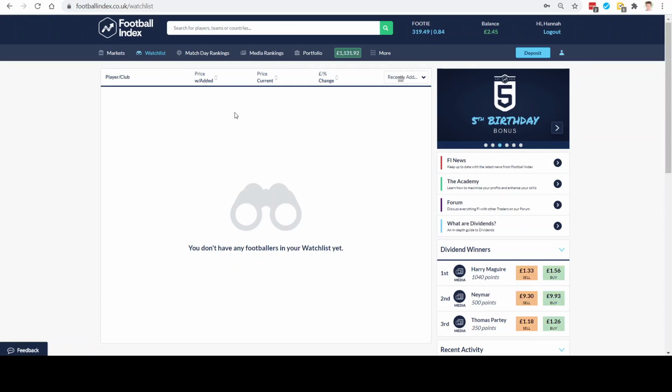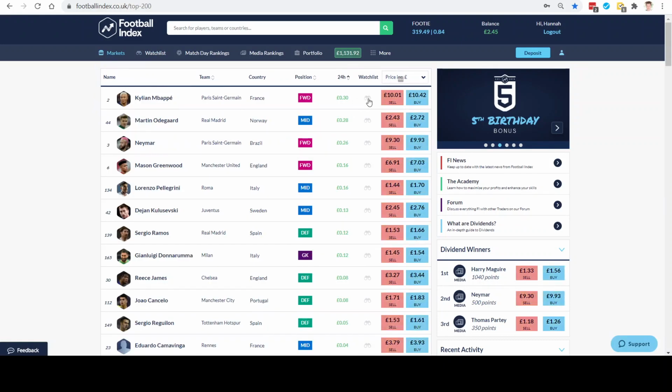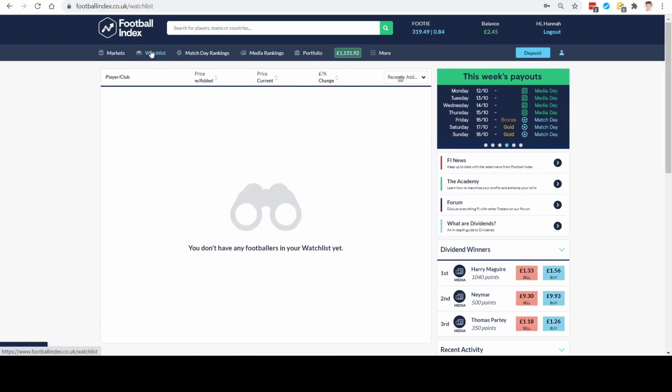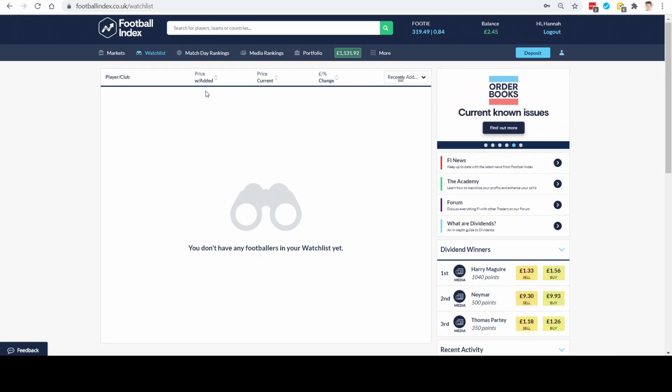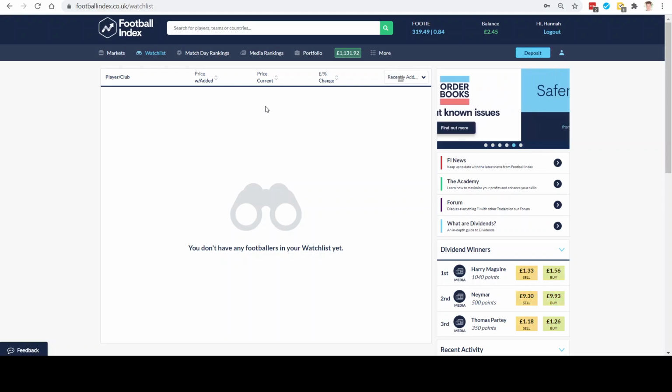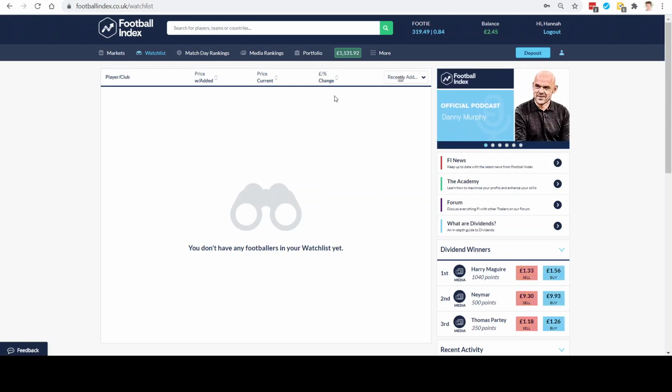So on the watch list you can add players that will appear here when you add them. Like I said, you just click the binoculars there and they will appear in here. The good thing about this is when you add a player, it tells you what the price was and the date when you added that player, but it also shows you the current price of that player. So say you were to add a player today and then you check back in 2 months' time, it'll tell you what the current price is now and also what the price was when you added them to the shortlist, and also the percentage change from the price you added them to the current price.